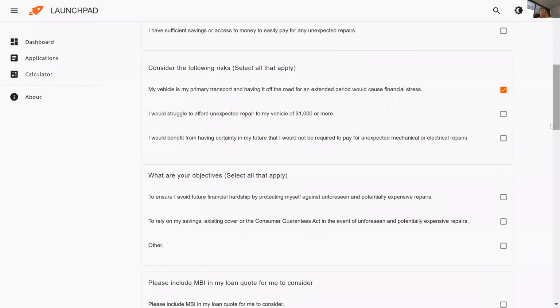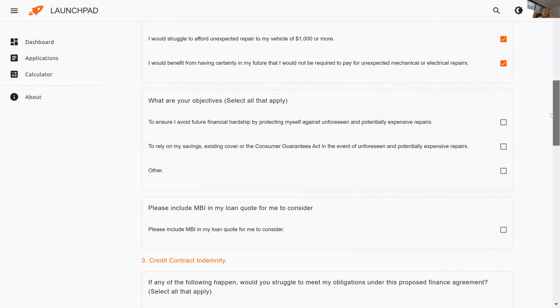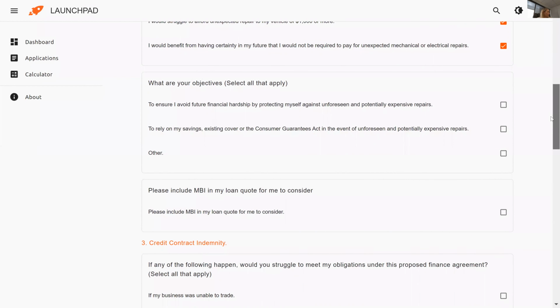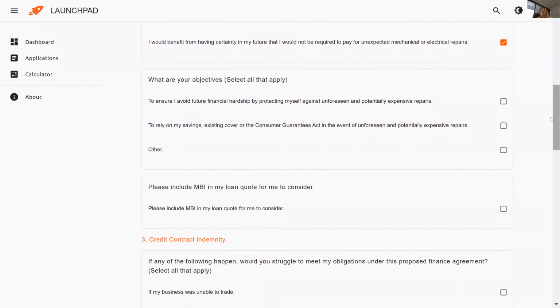I would struggle to afford unexpected repairs. Again, another point where we could sell them mechanical breakdown because they would use it. It is suitable for the requirements of what they are doing. I would benefit from having certainty in my future that I would not be required to pay for unexpected mechanical or electrical repairs. So again, if they answer yes to all of these things, we're going through the objectives and the suitability for these policies.